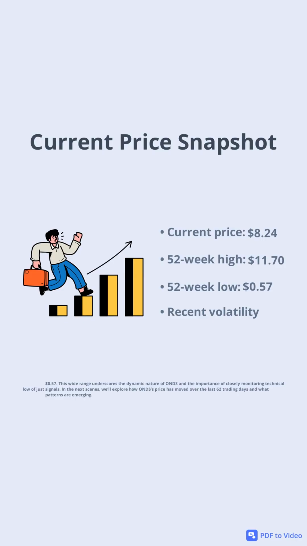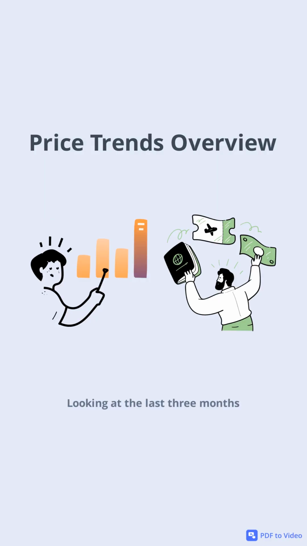are emerging. Looking at the last 3 months, ONDS has experienced a roller coaster ride. The stock climbed from early September lows, reaching its peak in early October, before facing sharp corrections and subsequent rebounds. This pattern of surges and pullbacks is typical in high-volatility stocks and often signals active trading and shifting investor sentiment. By examining these trends, we can better understand the forces at play and anticipate possible future moves.